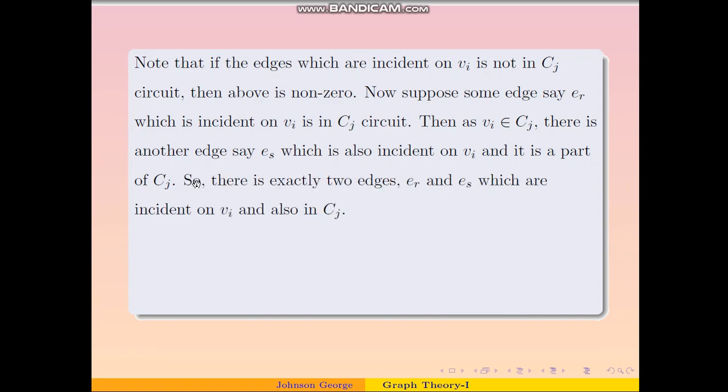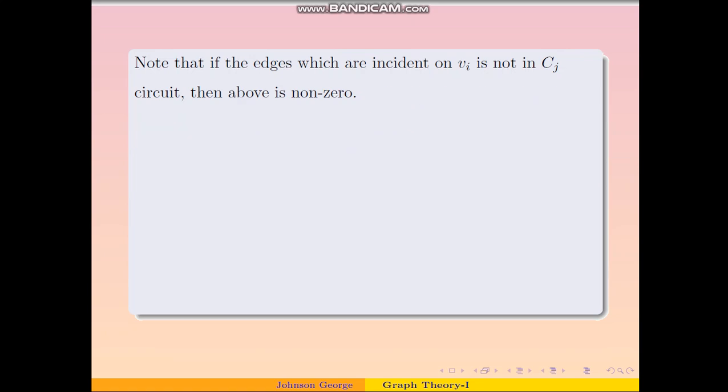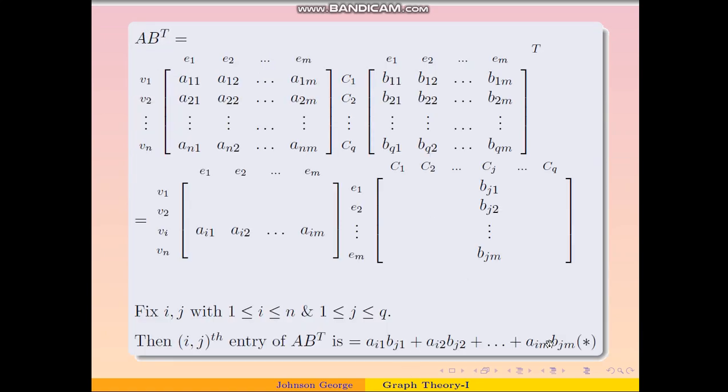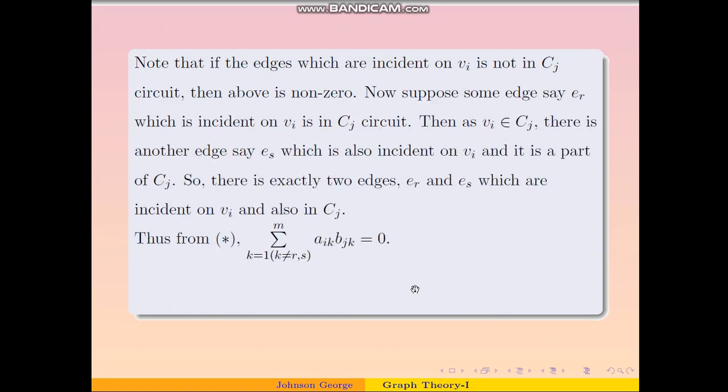Now note that apart from these two edges, Er and Es, there are no edges which are incident on Vi and in the cycle Cj. That means Er and Es are the only edges which are incident on the vertex Vi and both the edges are in the cycle Cj. So that means in this equation star, only two terms are non-zero, all the rest of the terms are 0, and therefore the addition of all the rest of the terms is 0, and the only two terms that are non-zero are this term and this term.